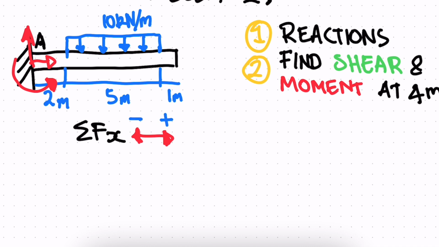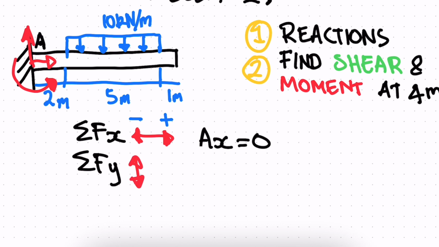So here, if we look at our beam, we don't have any forces acting in these directions. We just have our reaction, but our reaction occurs because of the forces acting on the beam. So we have no forces and no reaction, so we can say AX is equal to 0. Next, we have the sum of forces in the Y direction, so forces acting up or down. Forces acting up will be positive, forces acting down, negative.